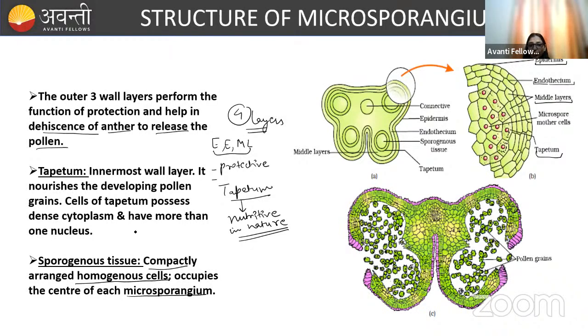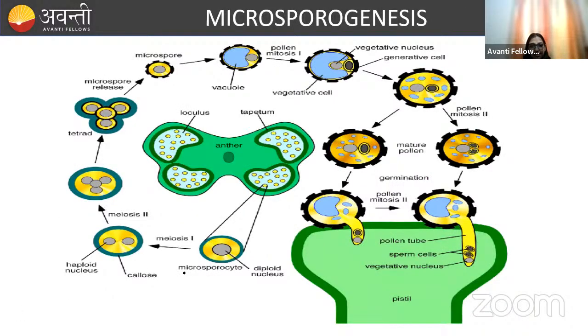The cells of the sporogenous tissue are known as microspore mother cells. It is diploid in nature. So the microspore mother cell will undergo meiosis and produce 4 haploid microspores. So this is a microsporocyte or the microspore mother cell. It will undergo meiosis 1 and meiosis 2 and result in haploid microspores.